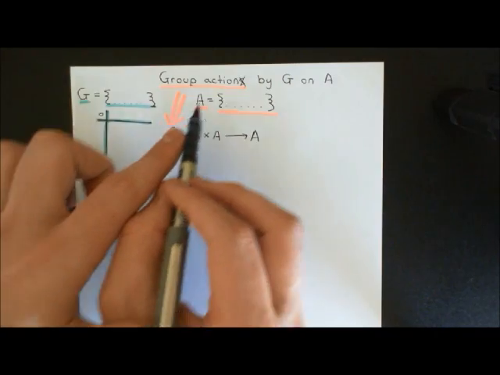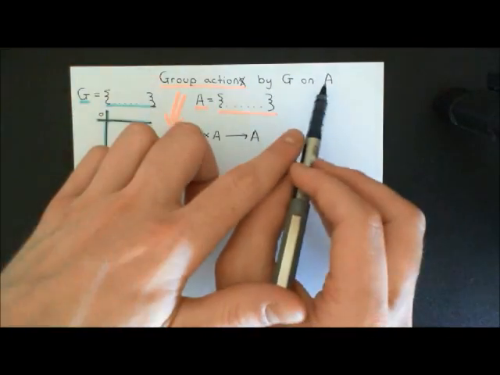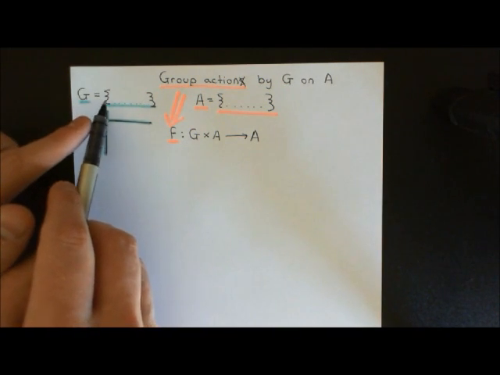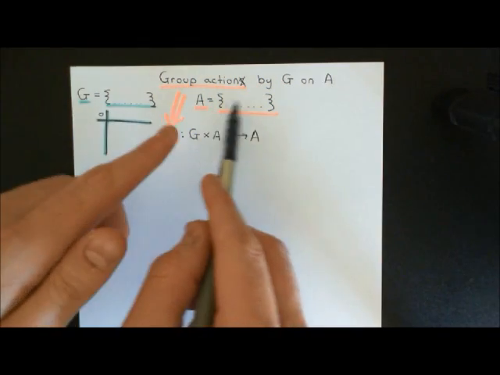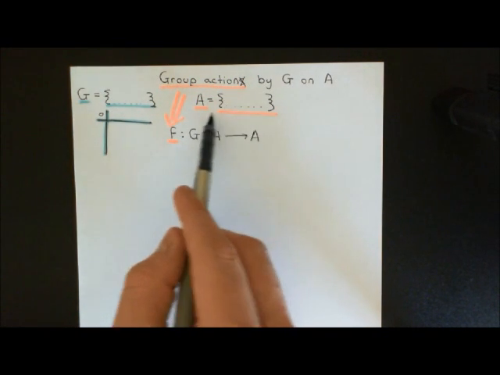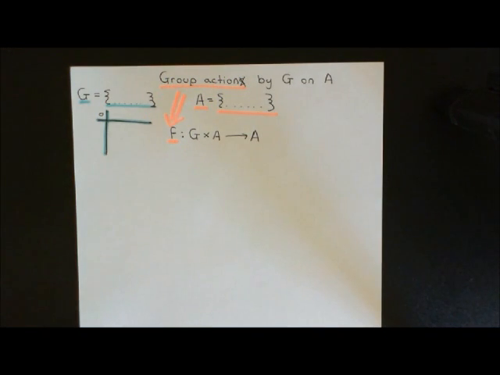We'd call this a group action by the group G on the set A, because what we're going to see later is that really the elements of the group are acting on the set A. They're going to be associated with set permutations which act on the set A.